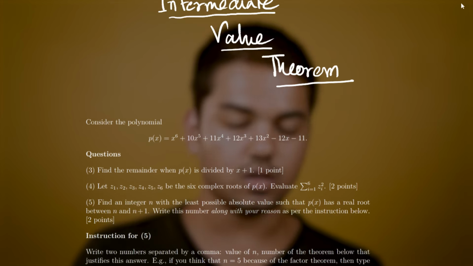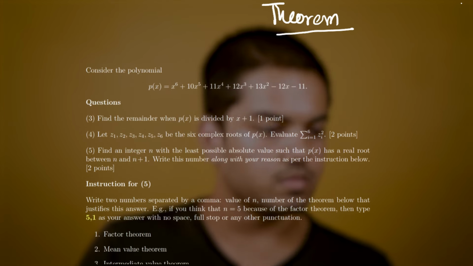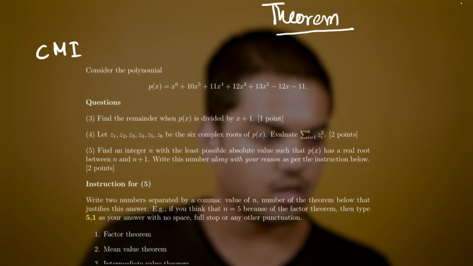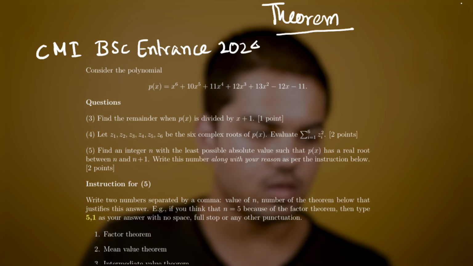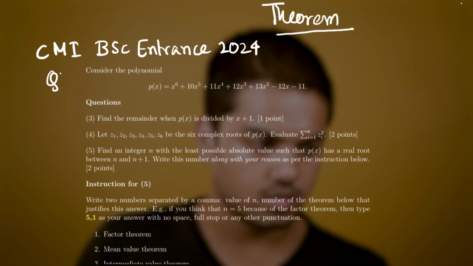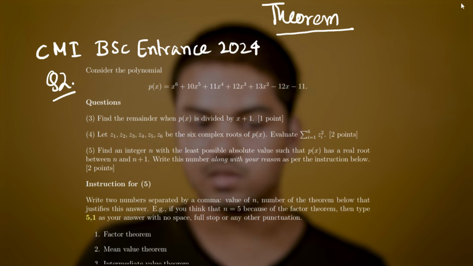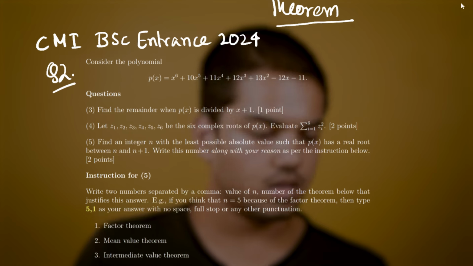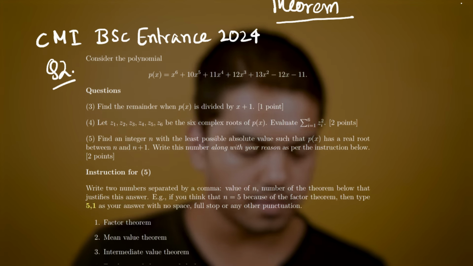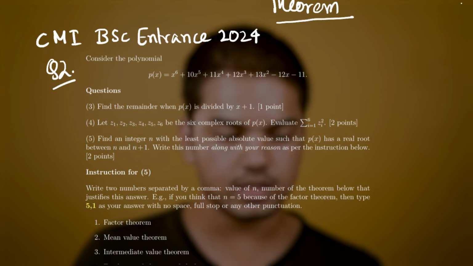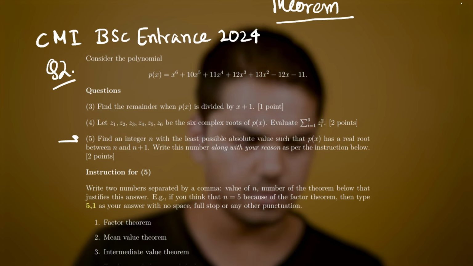So the problem we are looking at today is from the CMI B.Sc entrance exam 2024. This is an objective question. It's question number 2, which came this year. So it's a 3-part problem. The part with the intermediate value theorem is this one.